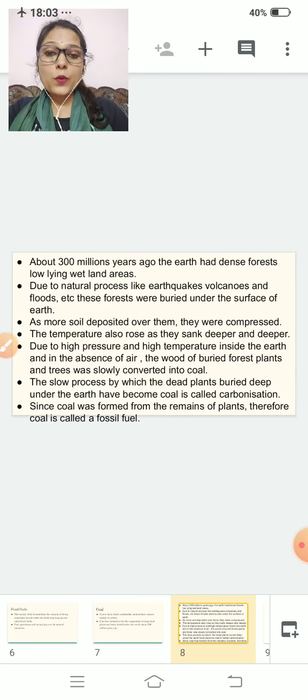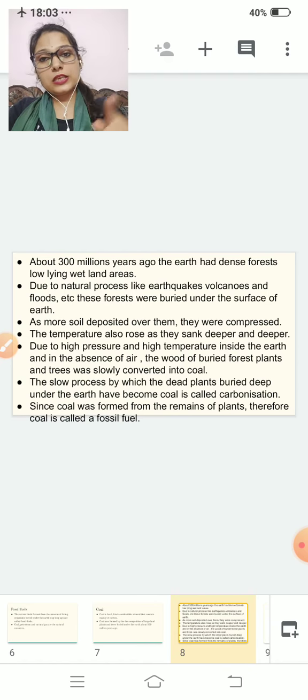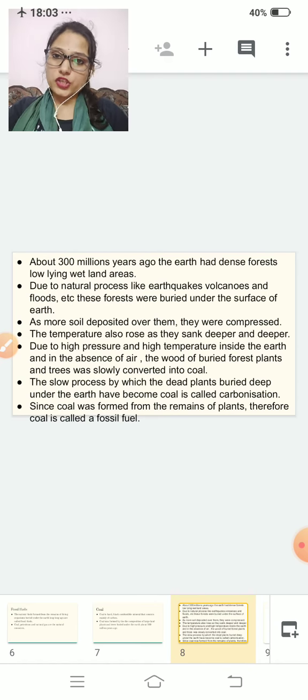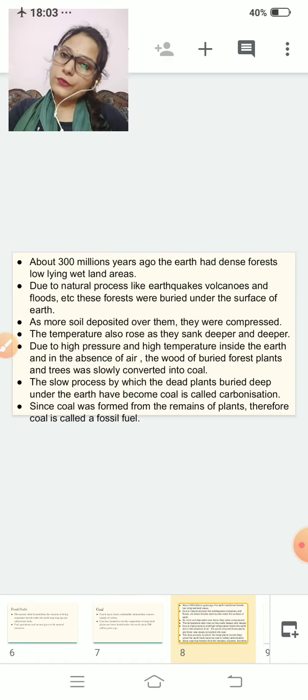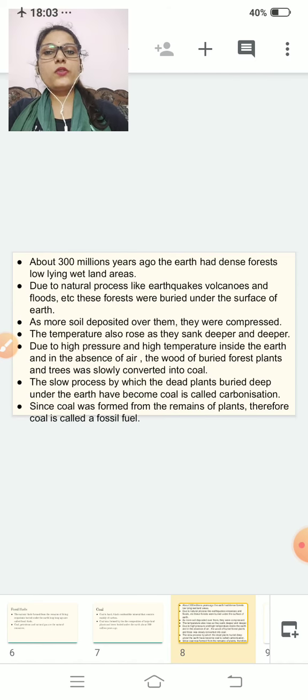Now, the slow process by which the dead plants buried under the earth have become coal is called carbonization. This whole process is known as carbonization. Since coal was formed from the remains of plants, therefore coal is called a fossil fuel. So, this is known as your fossil fuel.